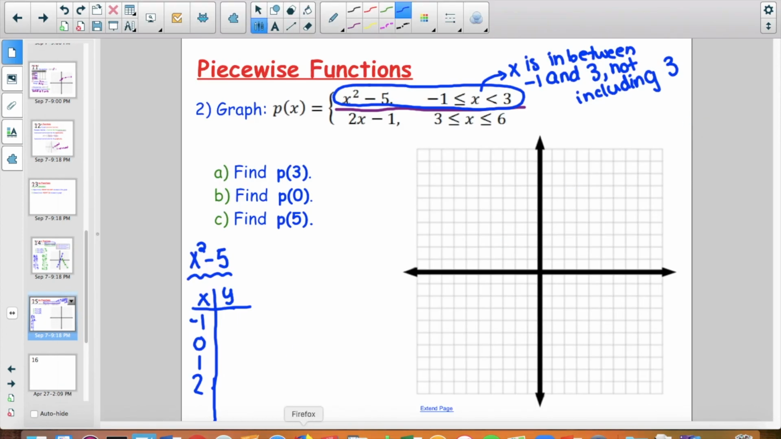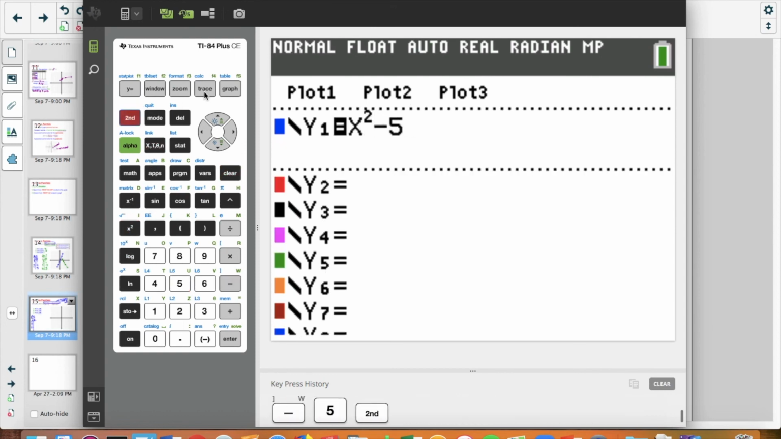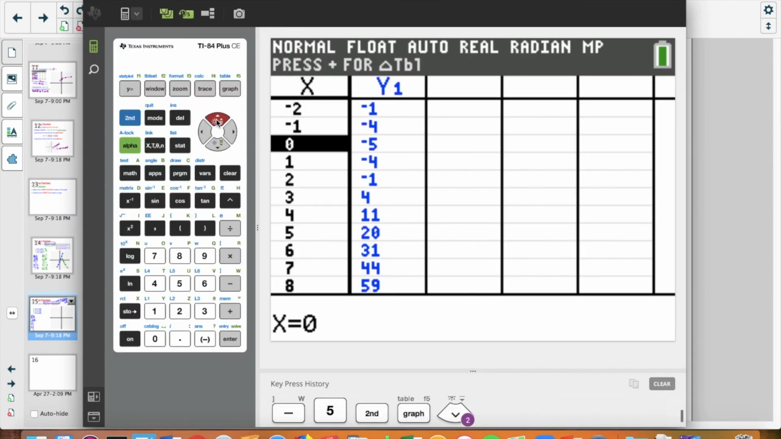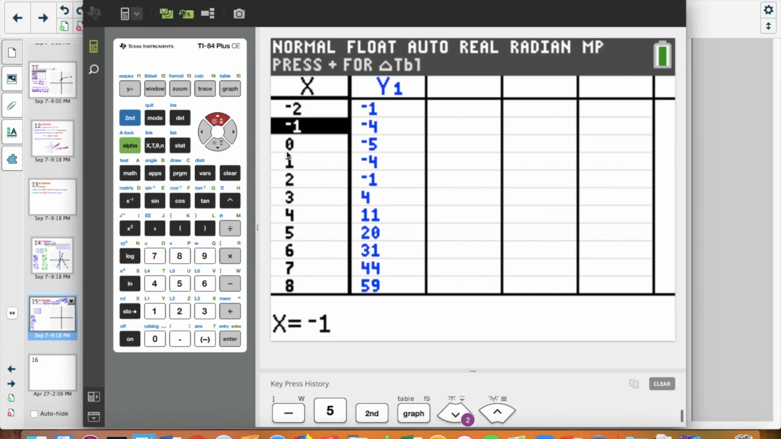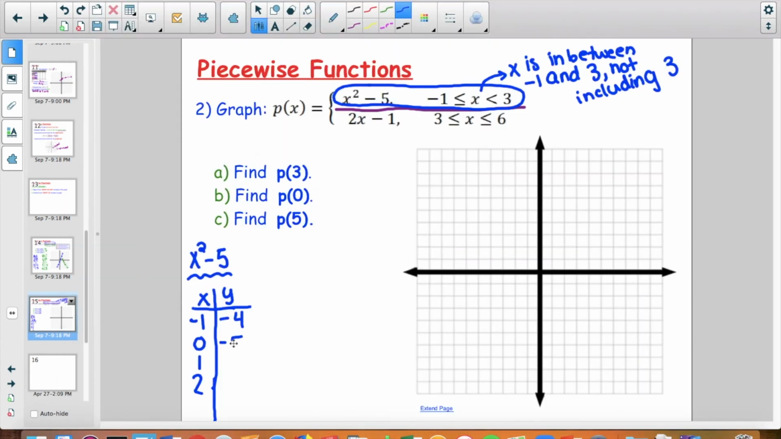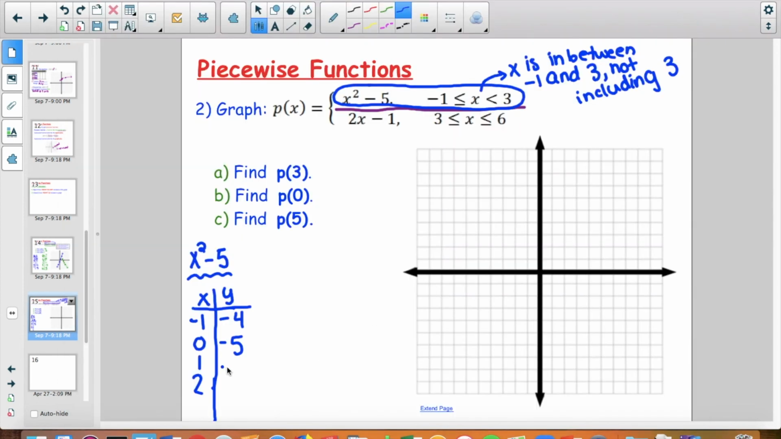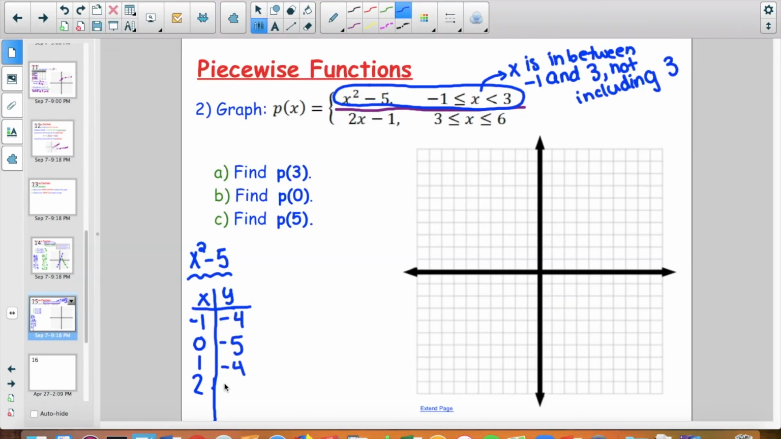So let's go graph this first one. It is x squared minus 5. So x squared minus 5. I'm going to go to the table of values. So remember, we only care about these specific x values. So starting at negative 1, when x is negative 1, y is negative 4. When x is 0, y is negative 5. When x is 1, y is negative 4. When x is 2, y is negative 1.